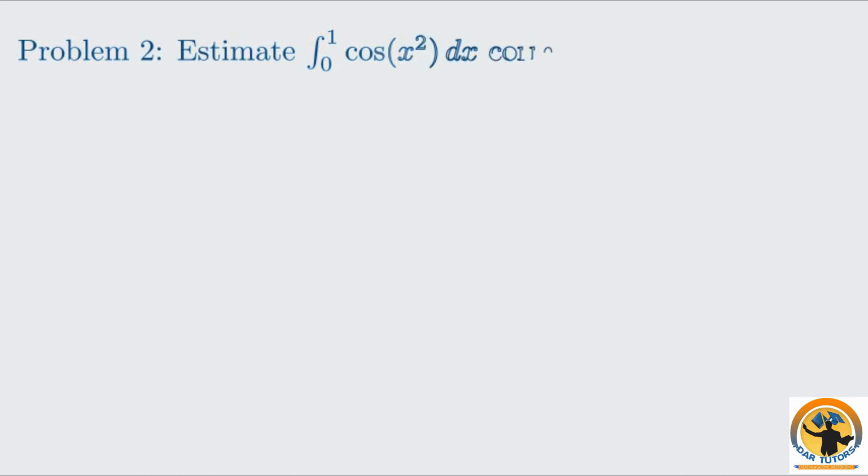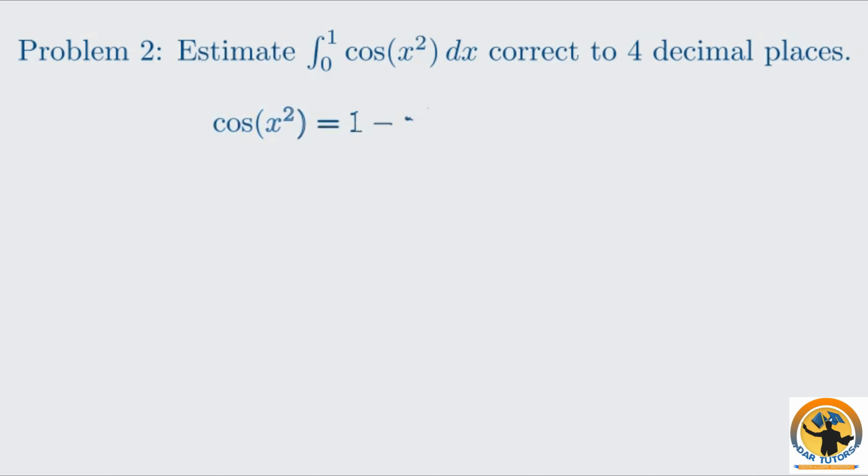Next, let's use series to approximate an integral. Consider the integral from 0 to 1 of cosine of x squared dx. This integral cannot be solved using standard integration techniques. However, we can approximate it using Maclaurin series. First, we need the Maclaurin series for cosine of x squared. We found this earlier by substituting x squared into the cosine series.